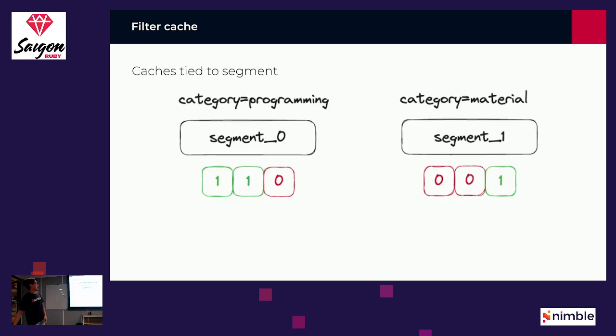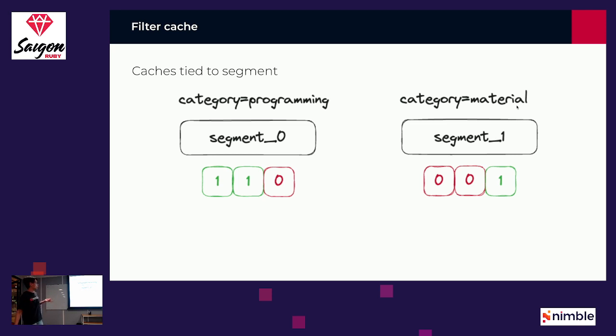And caches are tagged to a segment. So as I said, different segments exist isolated from each other, so they're going to have their own cache. So this segment here is going to have these 3 caches here, and segment 1 is going to cache here. Also, the cache needs to be tied to a particular value. So here the cache is going to be tied to the value of programming, and also the cache is going to be tied to the value of material.